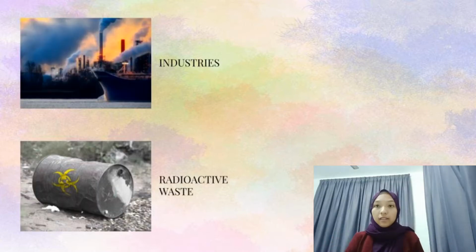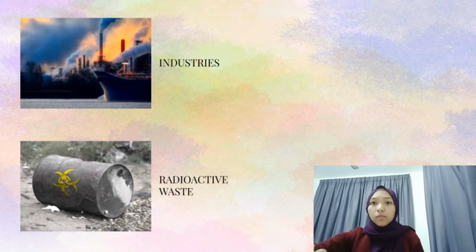Next is industries. Industries produce a lot of waste containing chemicals, toxins and pollutants. A huge amount of industrial waste is drained into the fresh water, which flows into the canals, rivers, or eventually the sea.